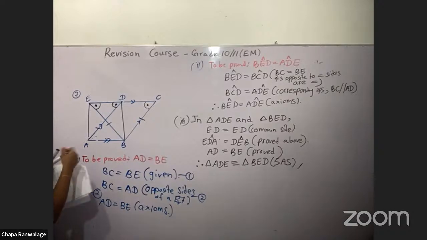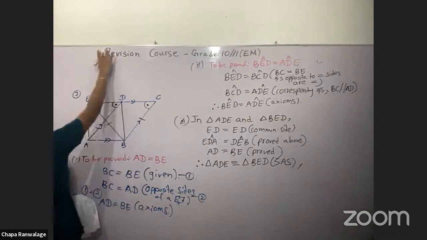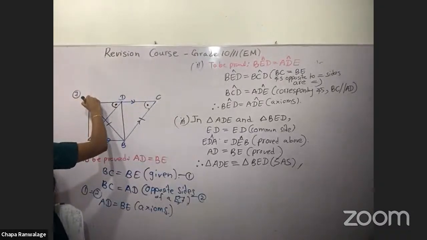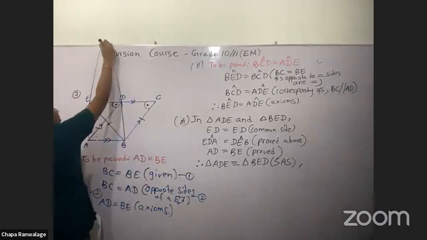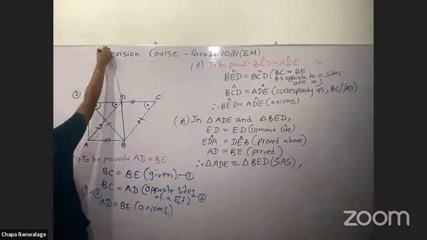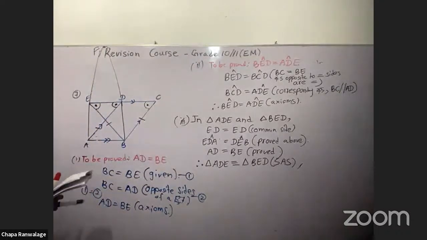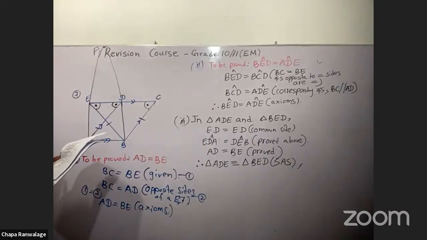You have to produce them. Make produce. This point is F. Correct? F. Show that ABF is an isosceles triangle. ABF is an isosceles triangle.